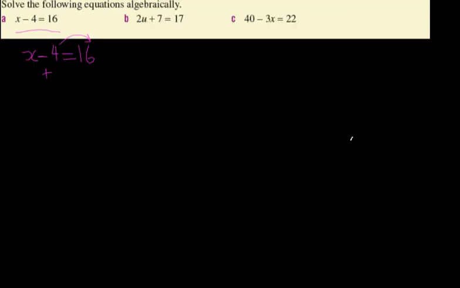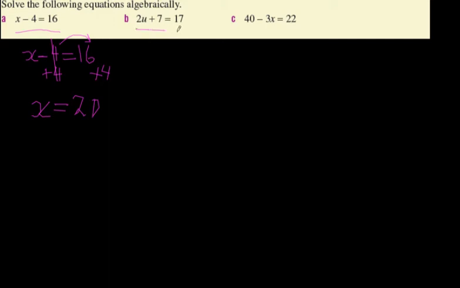Okay, we have x minus 4 equals 16. Now, we want to get the x by itself. How do we do that? We've got minus 4 here. We want to move that to the right. So we find the opposite of minus 4. The opposite of minus 4 is plus 4. We need to do the same to both sides. That cancels out. We are then left with x equals 20.